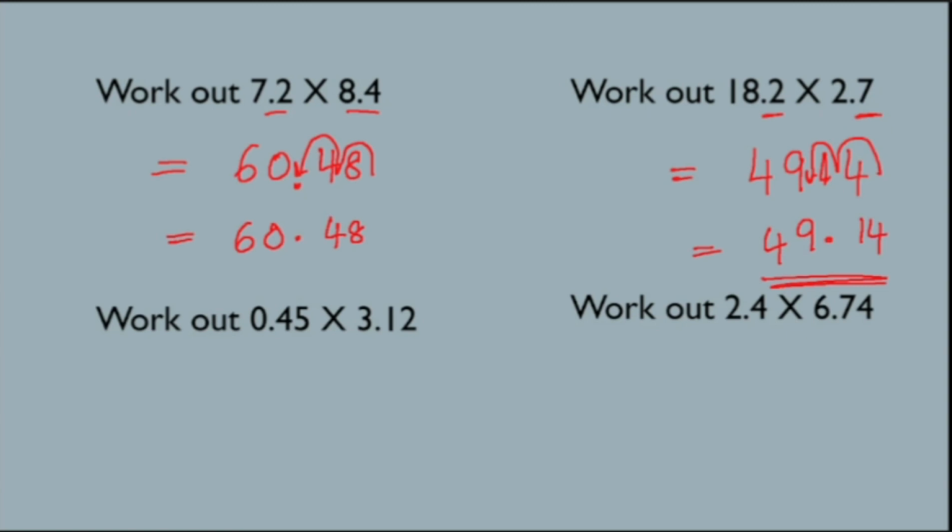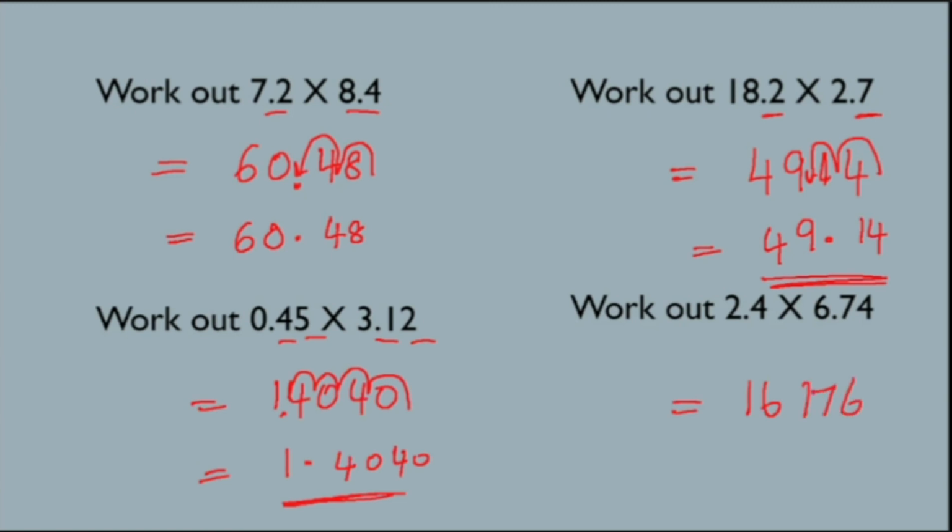Third one, 4.5 by 3.12 would be 14,040. Number of decimal places are 3. So shifting 1, 2, 3 places. My answer would be 14.040. And the final one is 2.4 by 6.74. So I'm getting 16,176. And I have three decimal places. So the answer would be 16.176. So I hope you get an idea about how to multiply decimals.